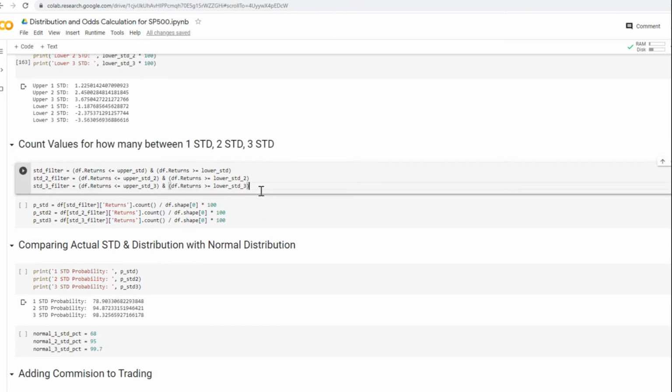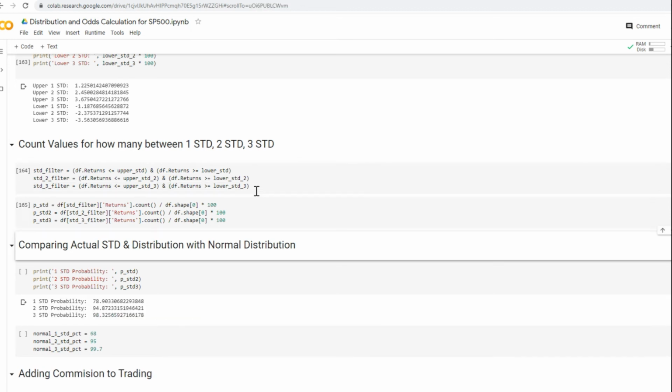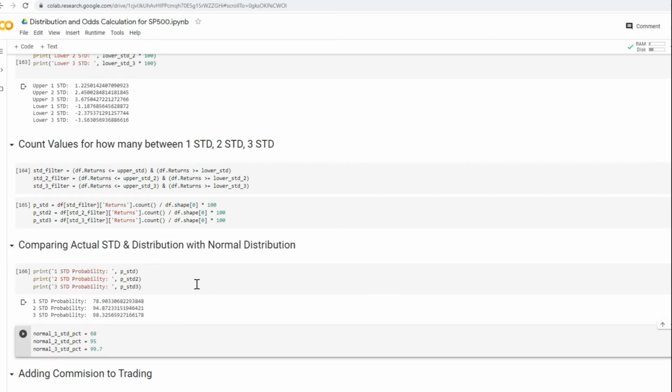Okay, so now let's try to understand how many observations are between 1 standard deviation, 2 standard deviation, 3 standard deviation, so we can use that values to compare against the normal distribution. Okay, so if we calculate that, you can see that for our empirical values, we get for 1 standard deviation 78%, 78.9, almost 80%, right? So if you compare to normal distribution, under normal distribution, the values between 1 standard deviation come 68%.